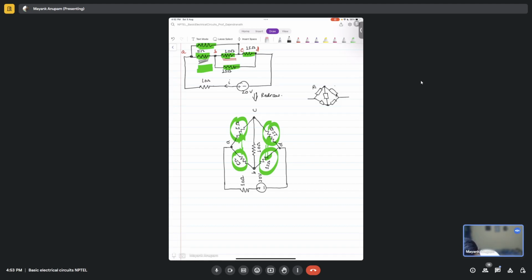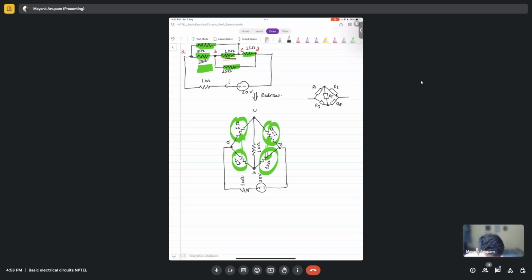So let's call it R1, R2, R3, R4, and what is this? R5, correct? So what is the condition for this bridge to be balanced? First of all, what do I mean by a balanced Wheatstone bridge? Why am I so concerned with this Wheatstone bridge being balanced? What is the use of a balanced Wheatstone bridge? What is so special about that?